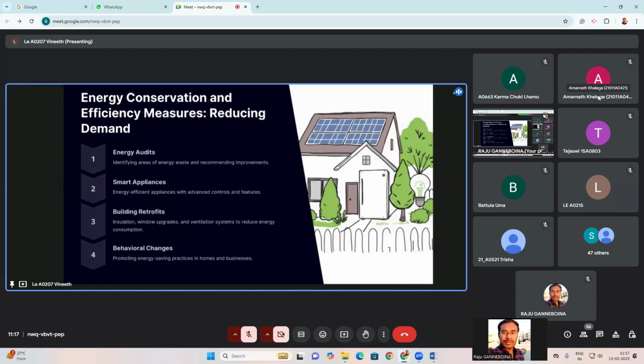Next one is behavioral changes: promoting energy saving practices in homes and businesses. If people in homes are made aware of the importance of energy conservation, then they will change their patterns and adapt to saving more energy and utilizing energy to its maximum efficiency. For example, adopting practices such as turning off the fan when you're not in the room. These might be small steps, but they all add up to greater energy conservation.